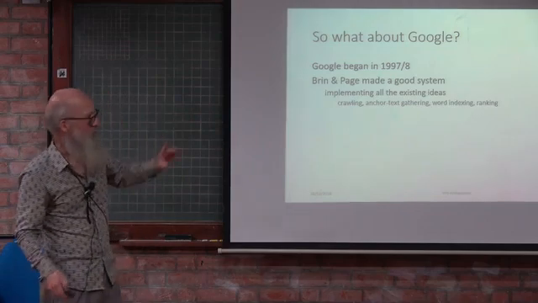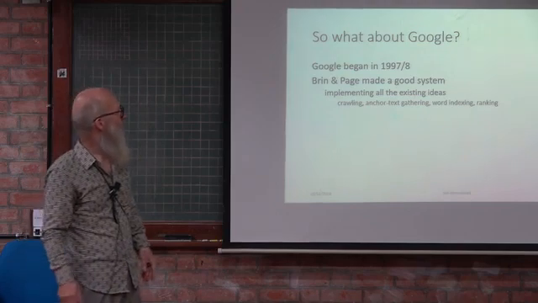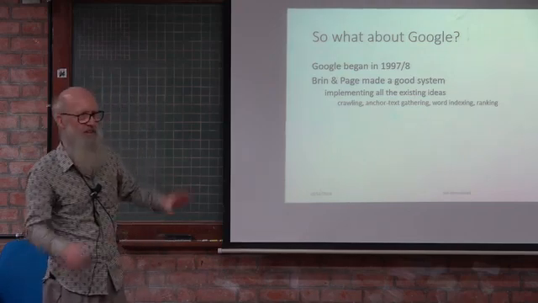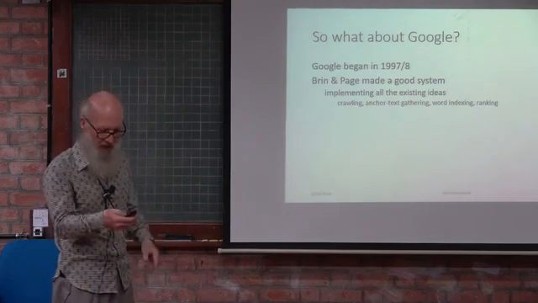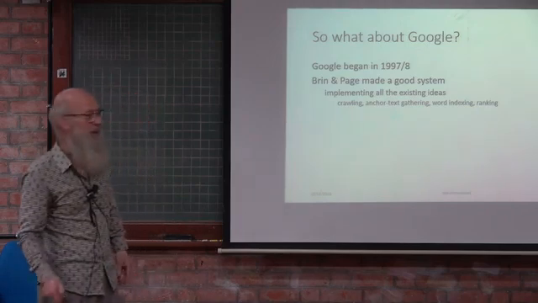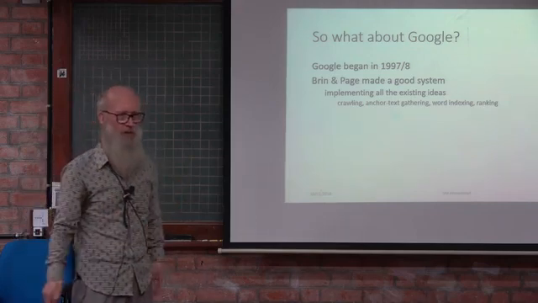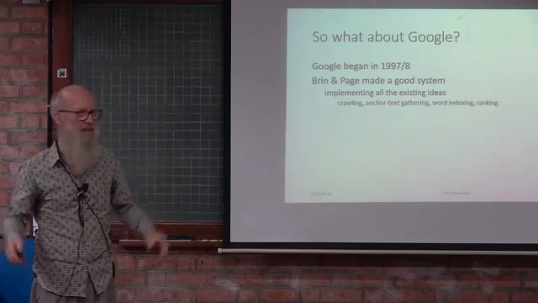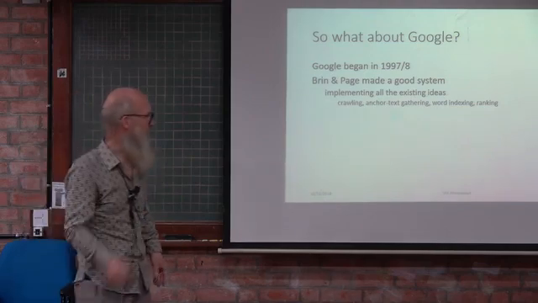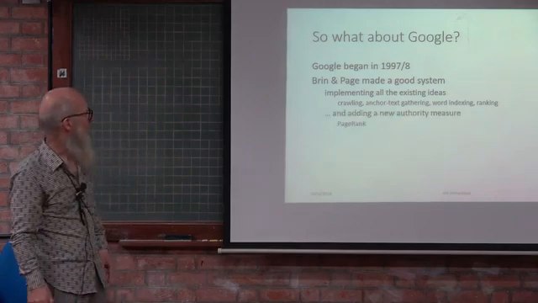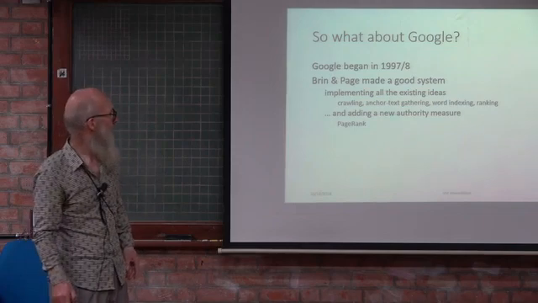So Brin and Page, who designed Google, did make a very good system, I have to say. They implemented all the existing ideas somehow: crawling, anchor text gathering, word indexing, ranking. They had a really good user interface, and that was a very strong point about them. This sort of bare user interface without a lot of rubbish on it, which most of the others had. And they added this idea of an authority measure called PageRank.